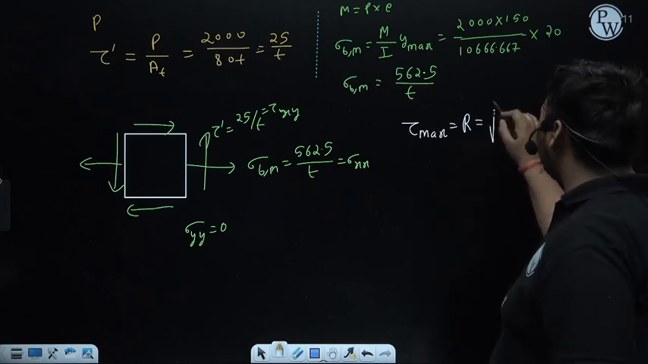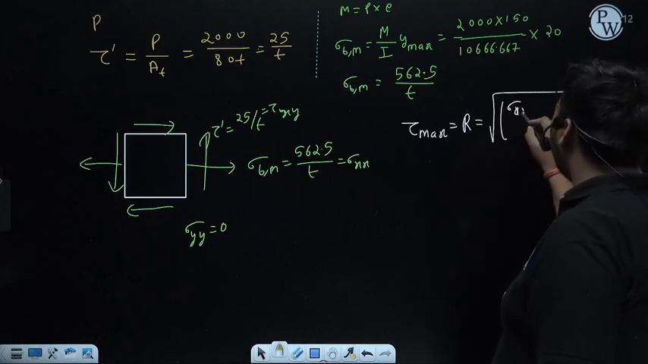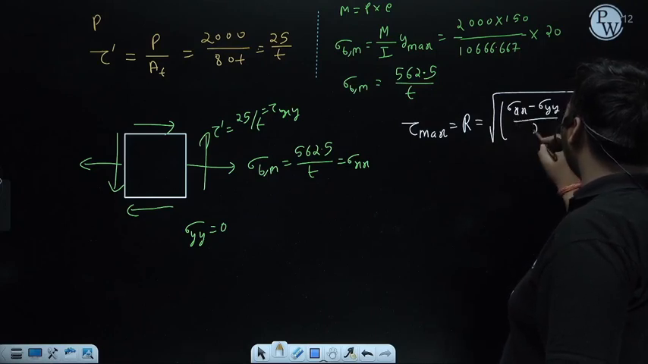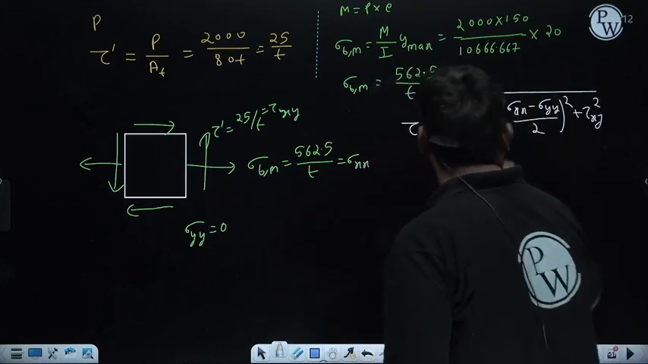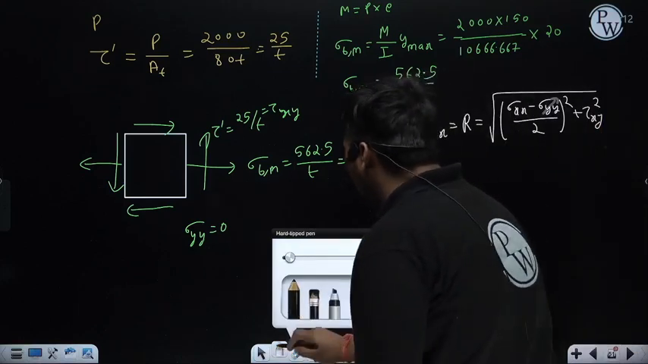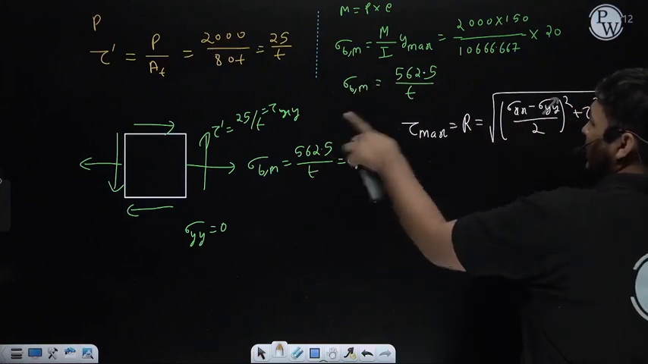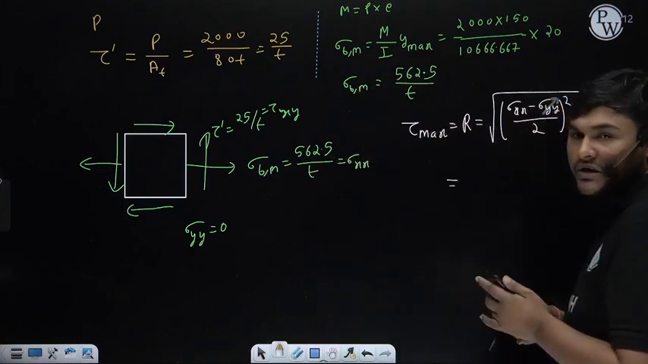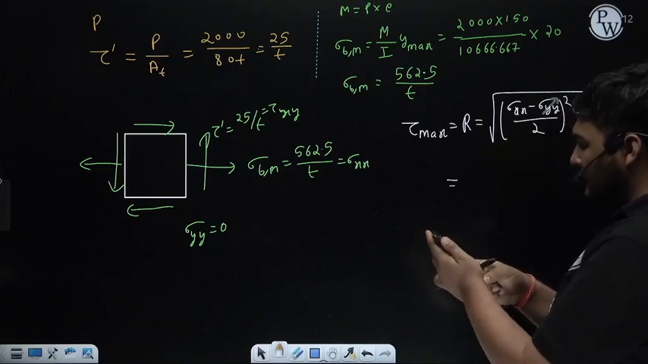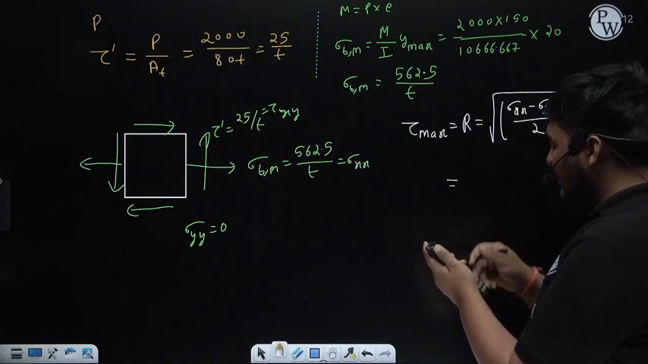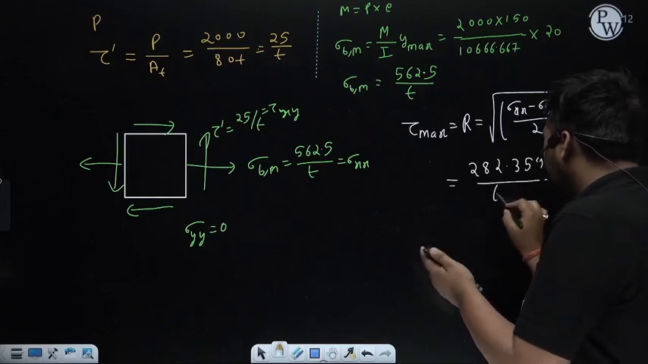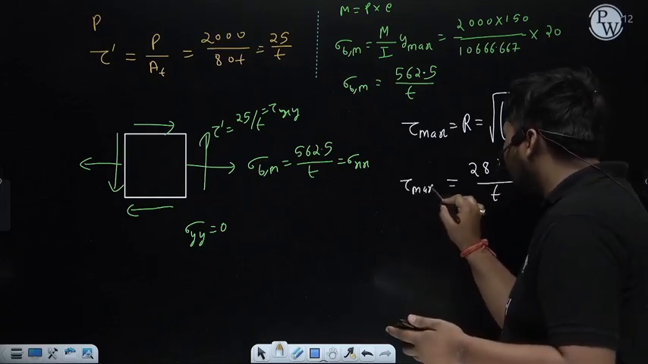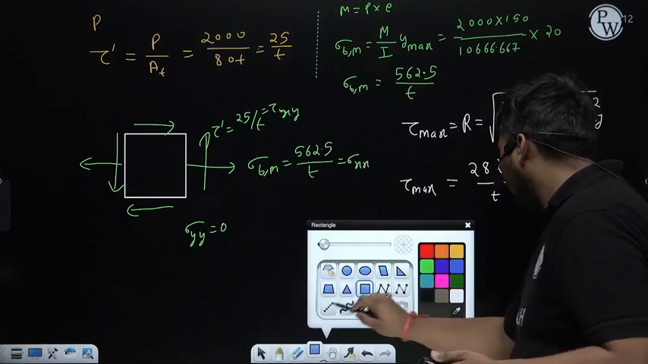Now the formula to calculate R is square root of ((sigma xx minus sigma yy) divided by 2) whole square plus tau xy whole square. Right now sigma yy value is 0. If you put the value of sigma xx and the value of tau xy, you will get the expression of overall tau max in terms of T, and it is coming square root of (562.5 divided by 2) whole square plus 25 square. You can check the calculation. Is it coming 282.359 divided by T? It is the expression of overall maximum shear stress.